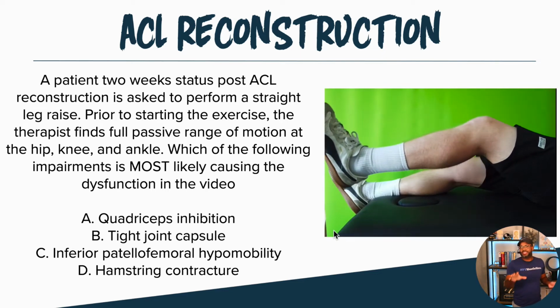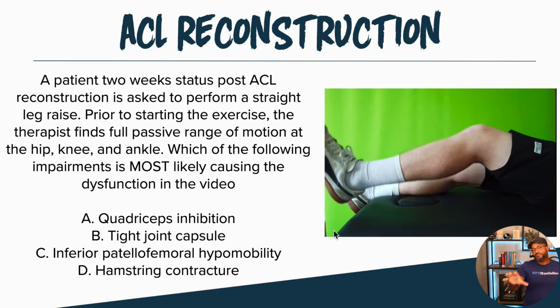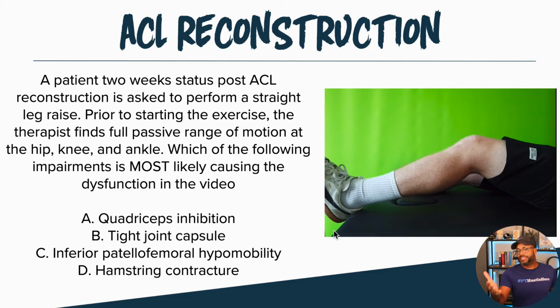So for me, I see that the knee should be in full knee extension while doing this, but it's not. I know that this knee does have full passive range of motion into knee extension. However, it's not reaching full knee extension. So what is the most likely cause of that? A, quadriceps inhibition. Is that likely? Go down in the comment box. Let me know. If you don't put your answer down, you do not get the points for this question.